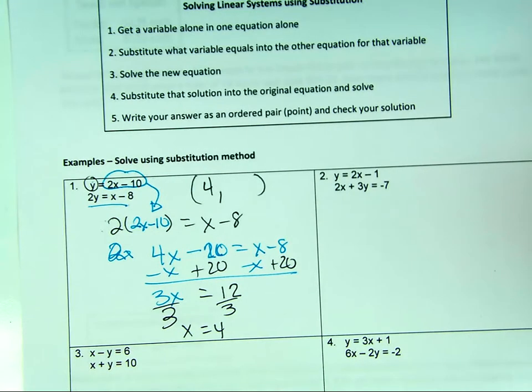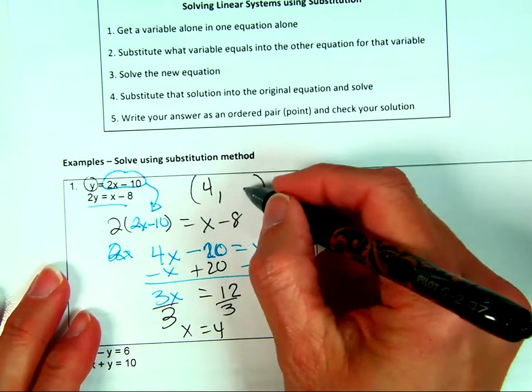Now that I know x equals 4, I know that I actually have one solution, because remember, there's 3 things that can happen. I can get one answer, 1 point. I can get an infinite number of points if it's the exact same line, or I can get no solution if the lines are parallel. My goal is to find out where these 2 lines meet. So now I've got to find my y.